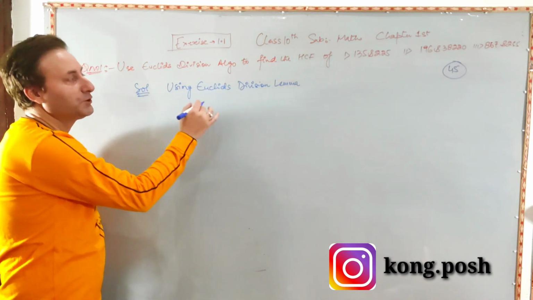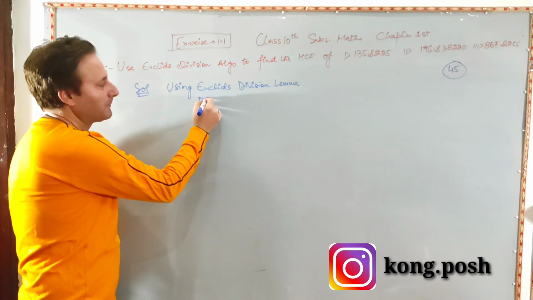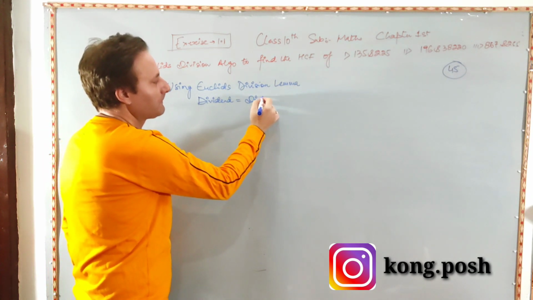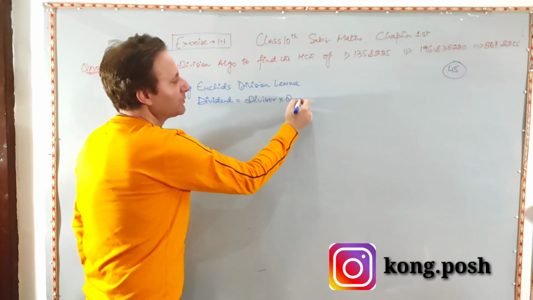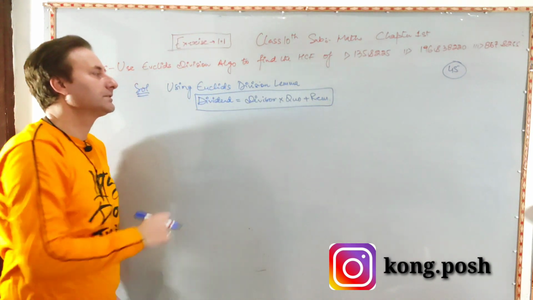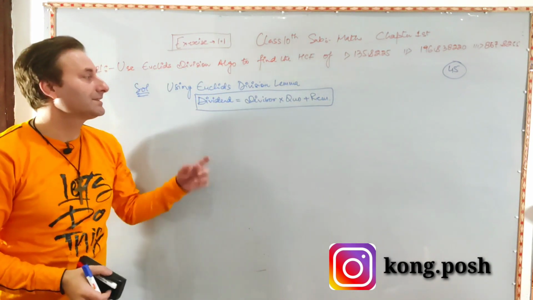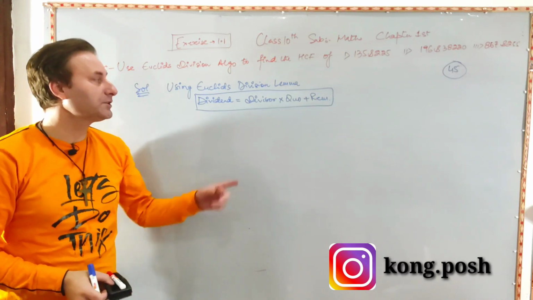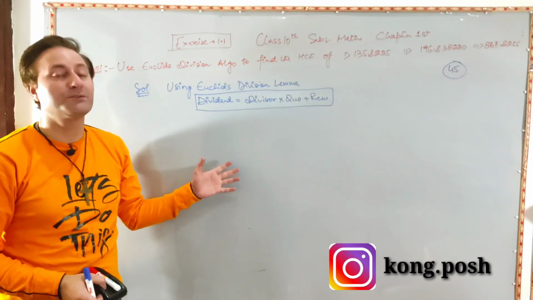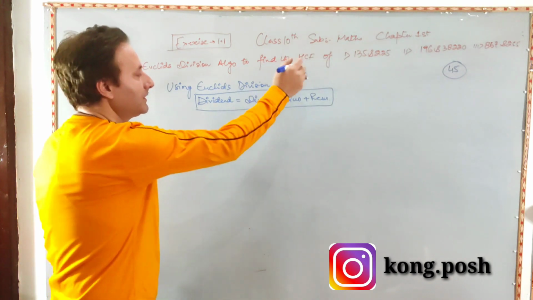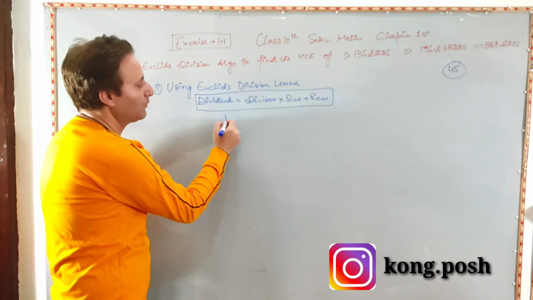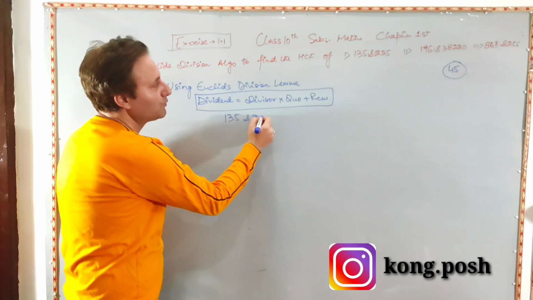You must remember one thing in Euclid's division lemma, that is dividend is equal to divisor into quotient plus remainder. This is the most important thing in Euclid's division lemma. Why? Because we will be using the same formula to solve this question. So what we have to do, first of all, if I'm taking the first part, the first part is 135 and 225.